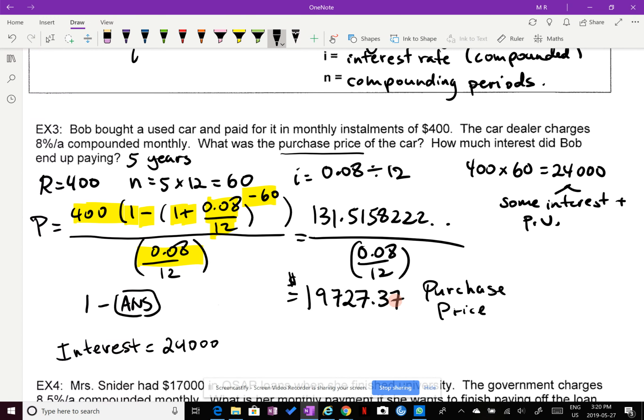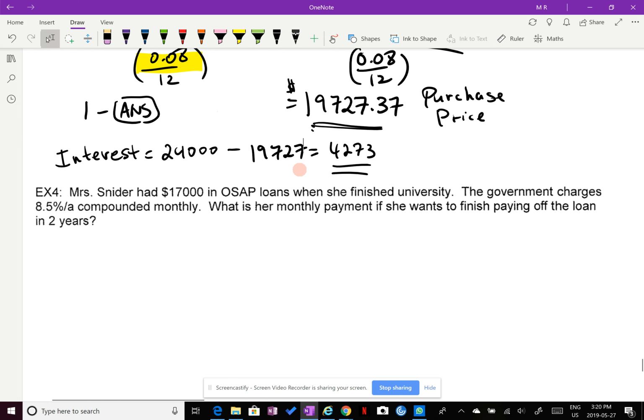Example 4. Mrs. Snyder had $17,000 in Ontario student loans when she finished university. The government charges 8.5% compounded monthly. What is her monthly payment if she wants to finish paying off the loan in 2 years? She wants to know how much she has to pay if she wants to pay it off in 2 years. So what is R? Okay, for N, it's going to be 2 years. If it's compounded monthly, 2 times 12. She wants to pay this loan off in 24 payments. Okay, the interest rate is 8.5%.